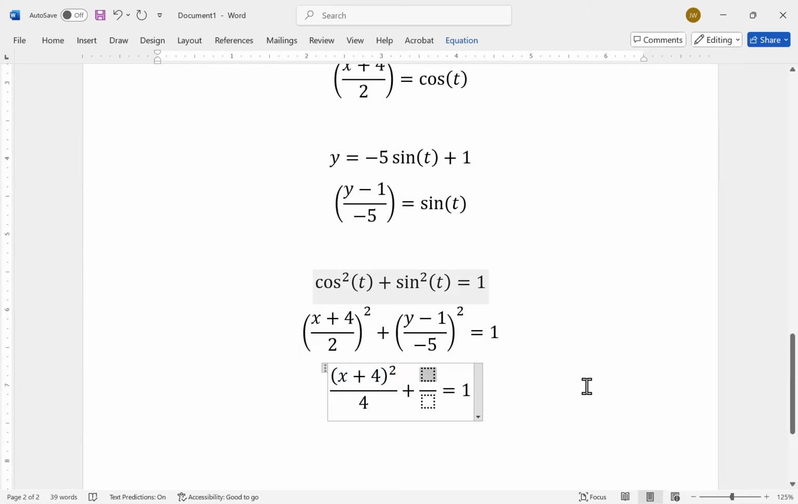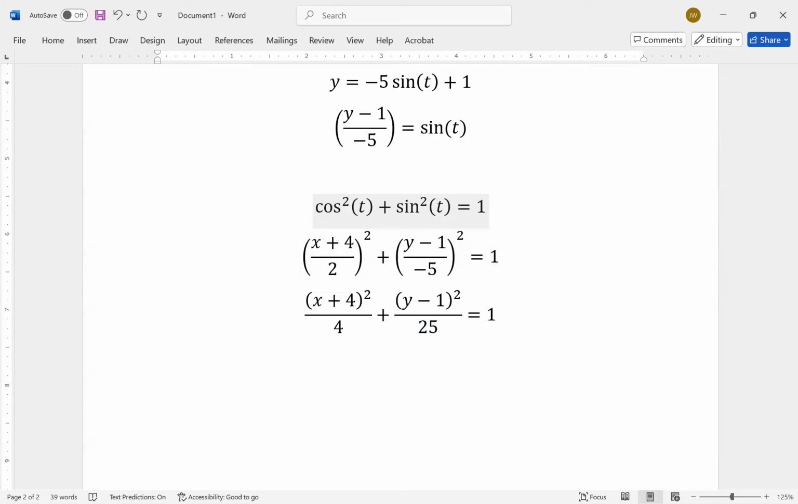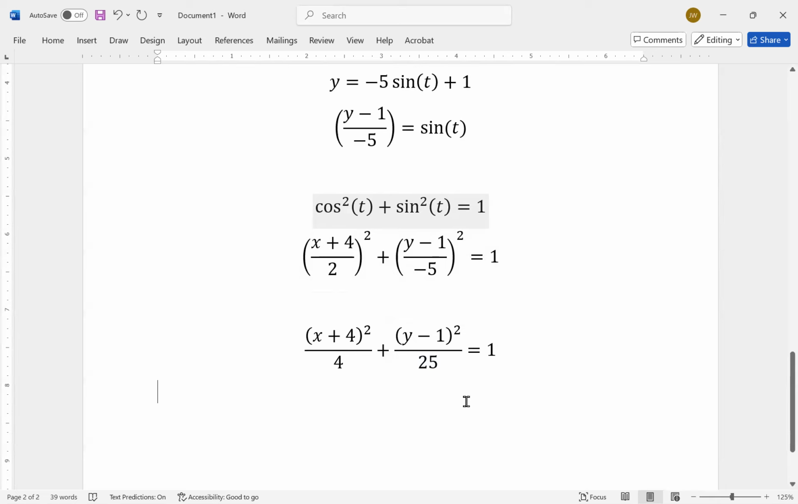In my other fraction, in my other piece, I'll keep y minus 1 inside of parentheses, with the squared on the outside. I will square the denominator. Negative 5 squared is 25. Notice what I get here. This is the standard form for the equation of an ellipse.